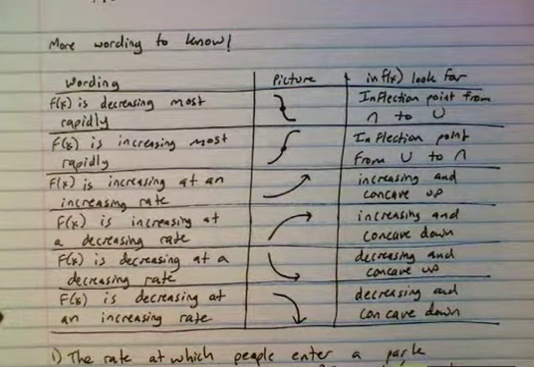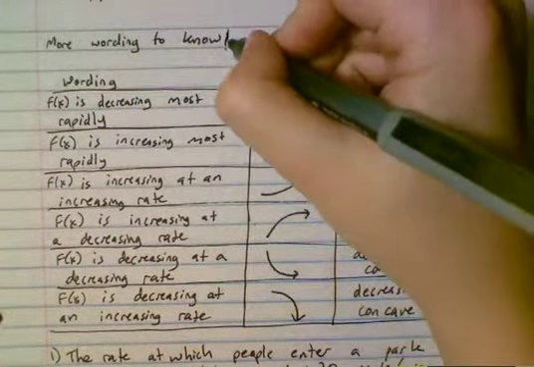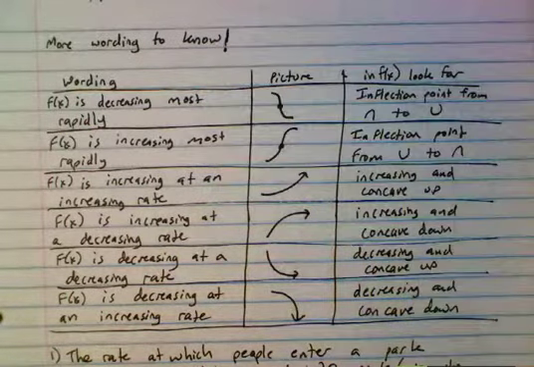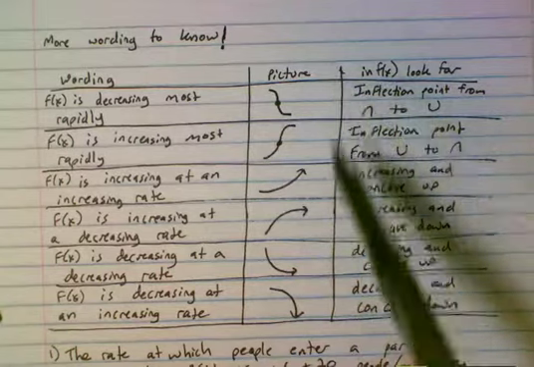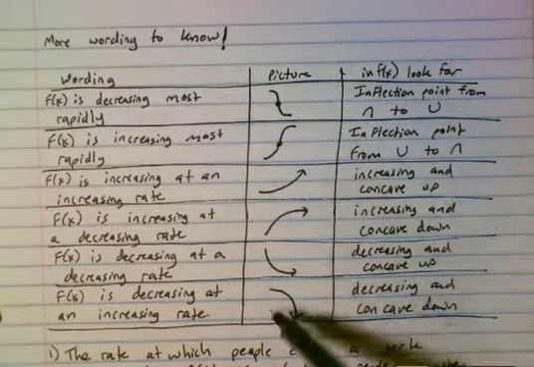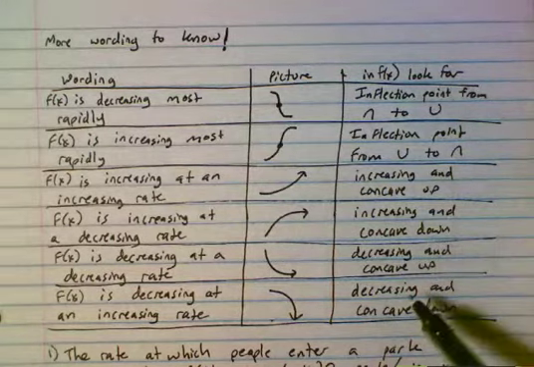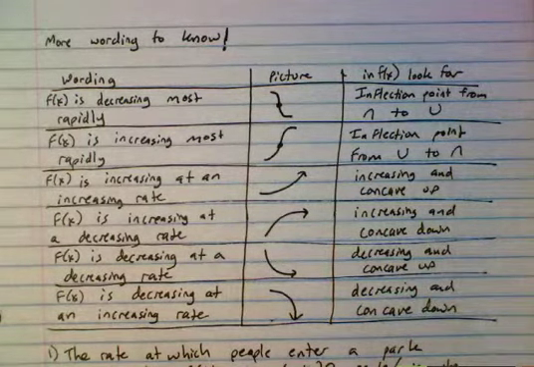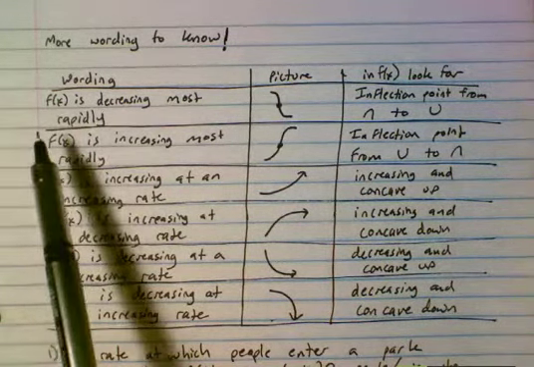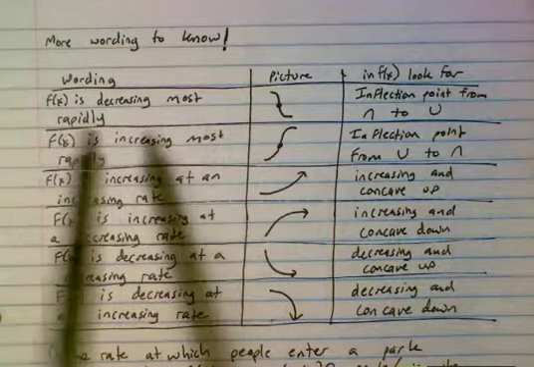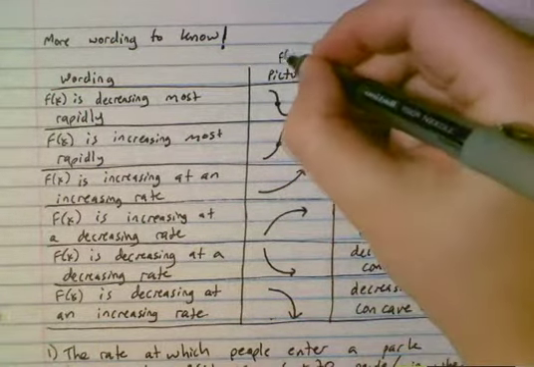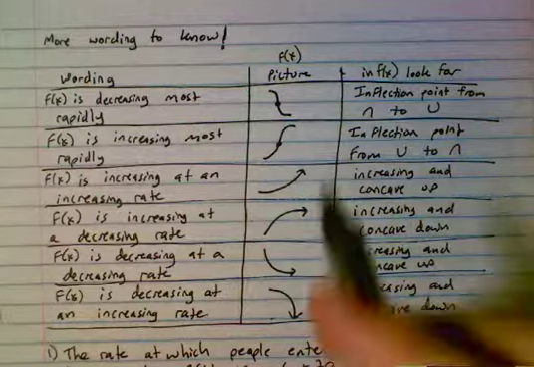There are some additional wordings that come up occasionally that are good to know. I think it's most helpful to memorize the picture for the different words, because that tells you what to look for in f of x. And the words are as follows. So when is f of x decreasing most rapidly? And this is a picture, and these are all for f of x itself.